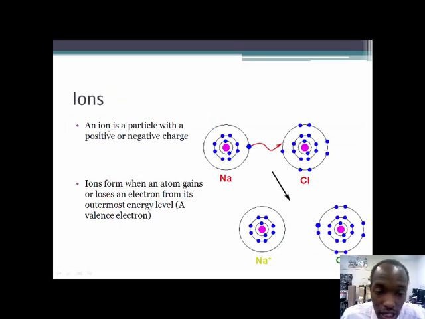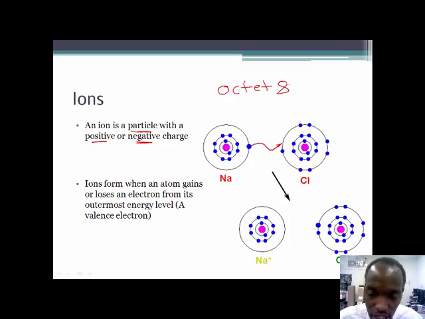Alright, so an ion is a particle or an element with a positive or a negative charge. Remember, on the periodic table, elements are stable. They're neutral because they have the same number of protons as electrons, and so that balances them out. That keeps them neutral. But when you have an ion, remember that all the elements want to achieve that octet rule, that magic number of 8. So elements will do whatever they can to get this 8.